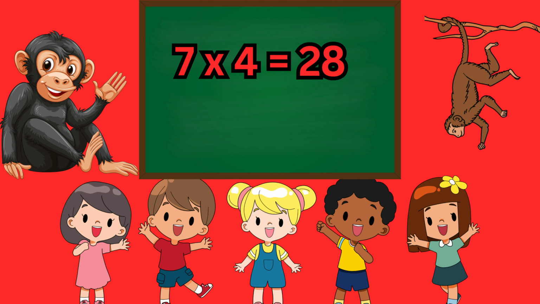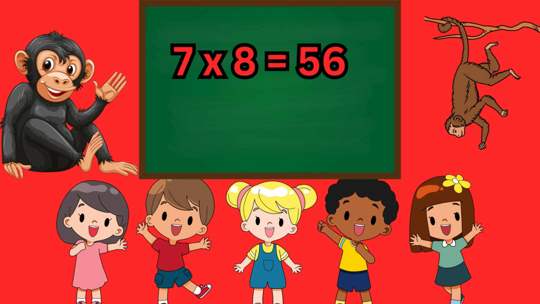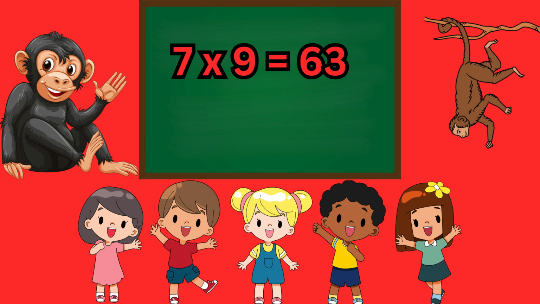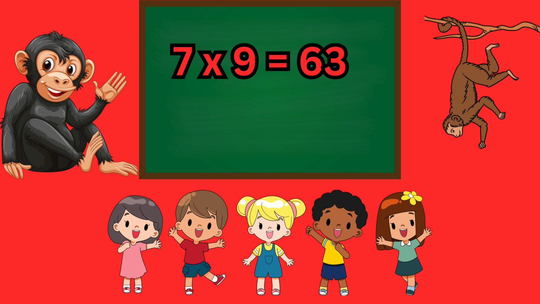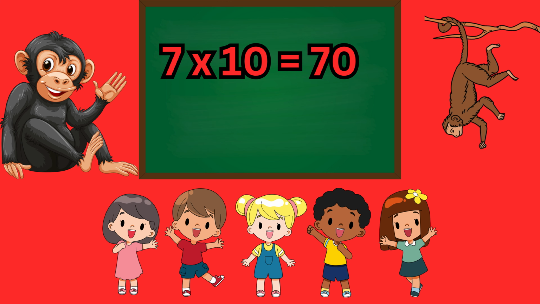7 fives are 35. 7 sixes are 42. 7 sevens are 49. 7 eights are 56. 7 nines are 63. 7 tens are 70.